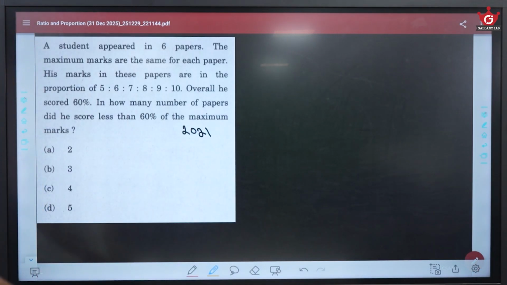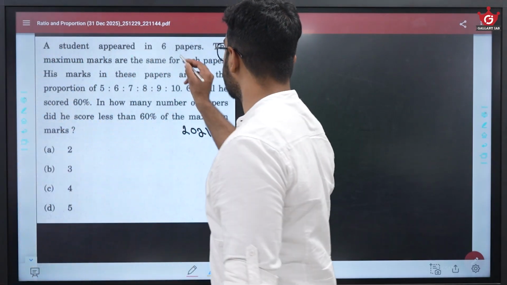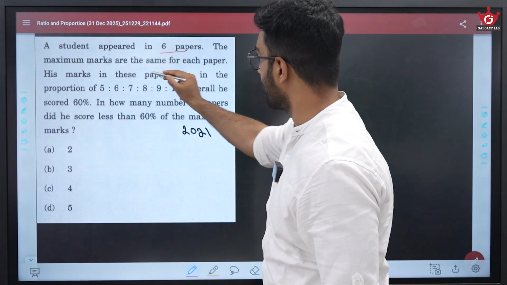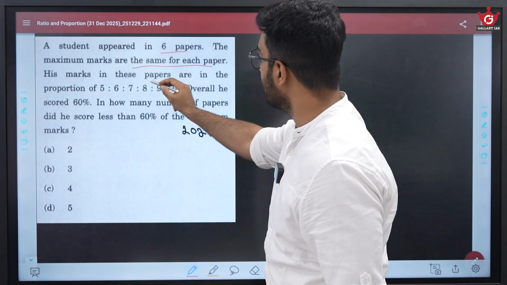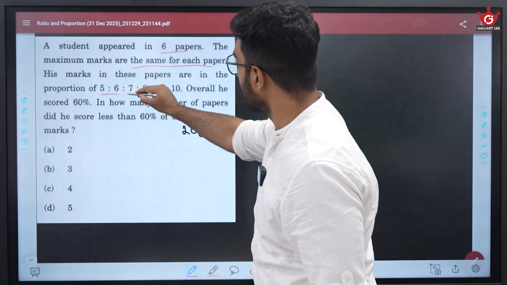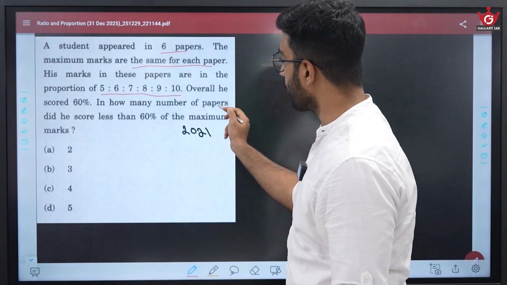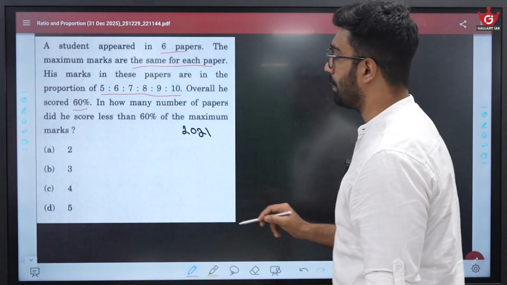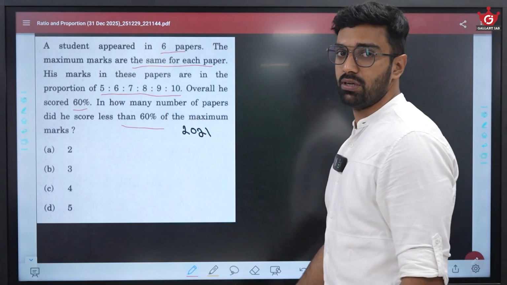So the next question was asked in 2021. A student appeared in 6 papers. The maximum marks are the same for each paper. His marks are in the ratio 5:6:7:8:9:10. Overall, he scored 60%. In how many papers did he score less than 60% of the maximum mark?